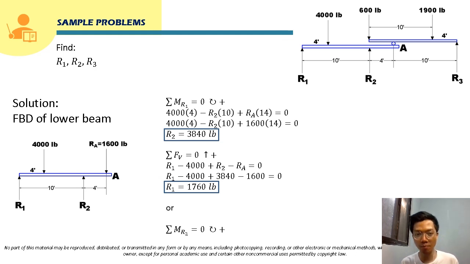And if we sum up our reaction forces, that should be equal to the applied forces. So 3,840 plus 1,760 plus the reaction at 3, or R3, no? R3 is actually 900. So that will actually give you 6,500 pound also. So these answers are logical since it is equal, okay? The sum of these reaction forces is equal to the total applied force, no? So this is correct. We can assume that this is correct.